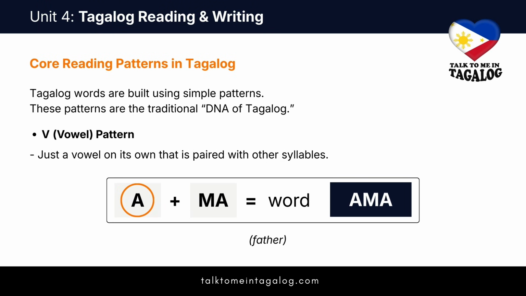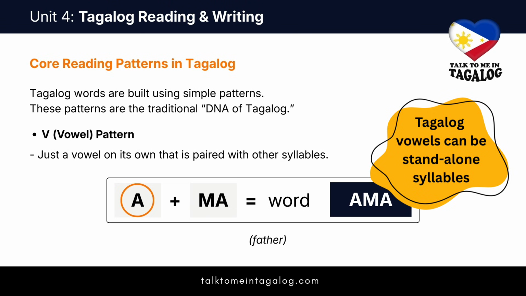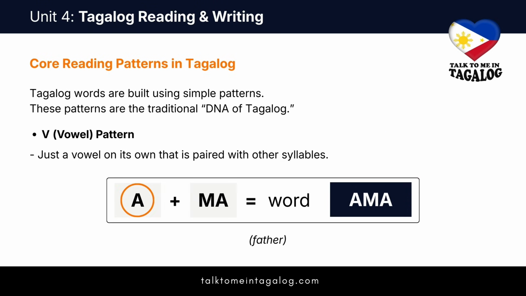Our first pattern is the vowel or V pattern. Here, a single vowel acts as a standalone syllable, and it can be paired with other syllables to form complete words. For example, the vowel A combined with the syllable ma gives the word ama, ama, which is the native and formal Tagalog word for father. Remember, vowels in Tagalog can be standalone syllables, and you can independently add them to other syllables to build words. This is one of the easiest ways to start reading Tagalog naturally.